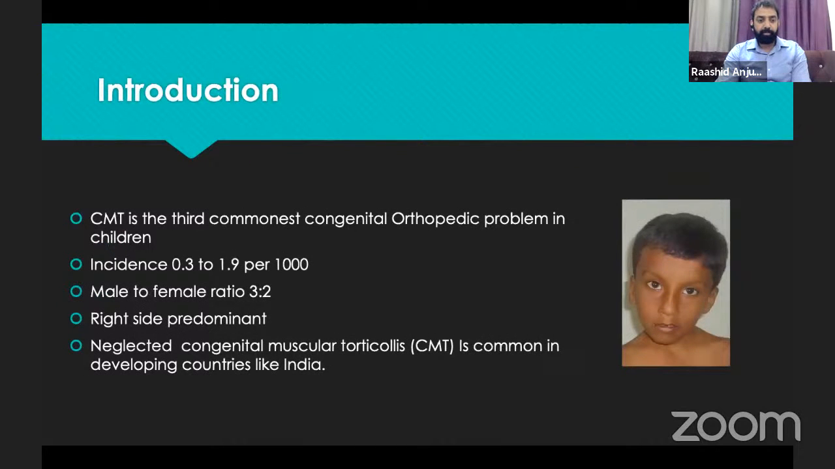Congenital muscular torticollis is the third commonest congenital orthopedic problem in children after DDH and clubfoot, with an incidence of 0.3 to 1.9 per 1,000. It has a slight right-sided predominance, although it's usually diagnosed early in infancy and can be treated with exercises in most cases, but neglected cases are still very common in developing countries like ours.